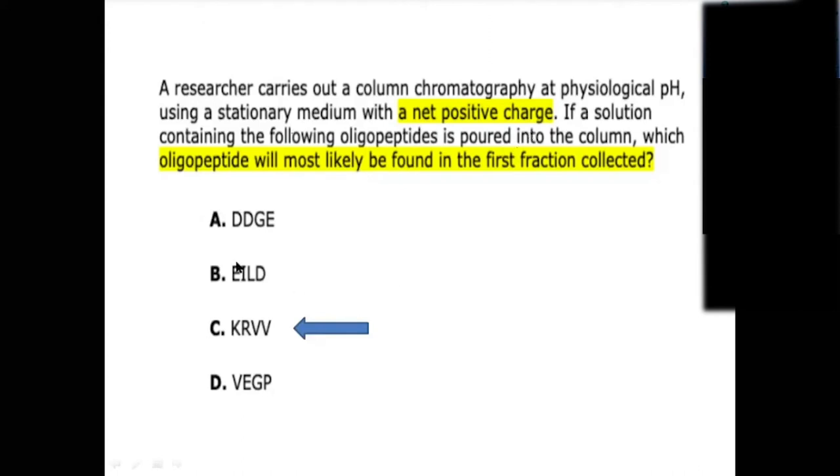Okay. And it wouldn't be this one because this one is very negative. It has three negative amino acids. D and E are the negative amino acids. This one wouldn't be this one either because E and D are again the negative amino acids.